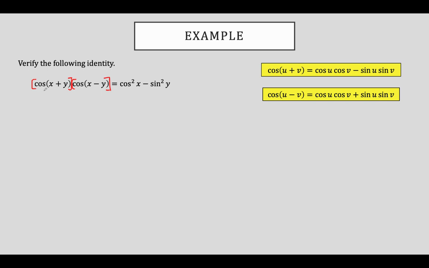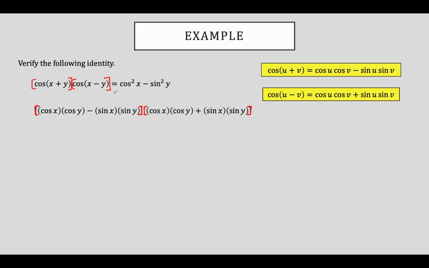Rewriting our first portion of the expression, cosine x plus y, that would be cosine x cosine y minus sine x sine y. And rewriting our second portion, we would have cosine x cosine y plus sine x sine y. Again, here we have our first grouping, cosine x cosine y minus sine x sine y. That's from our first grouping. And we have cosine x cosine y plus sine x sine y from our second grouping.